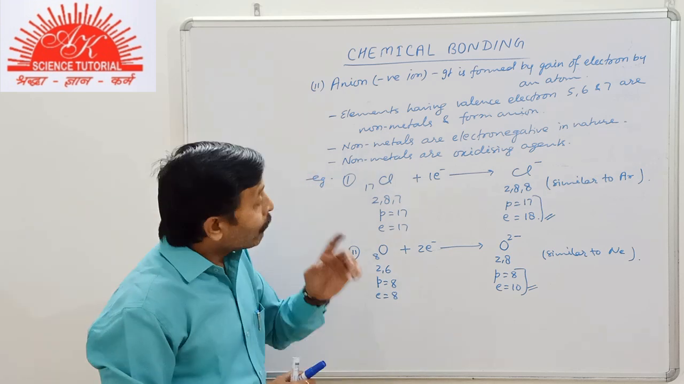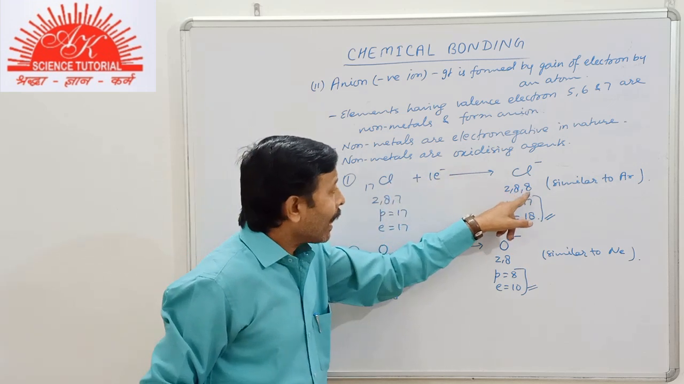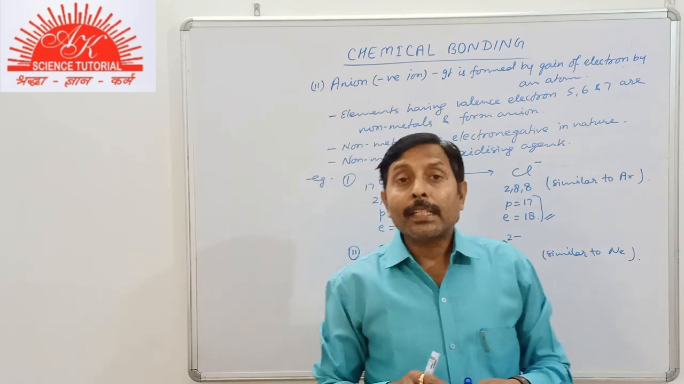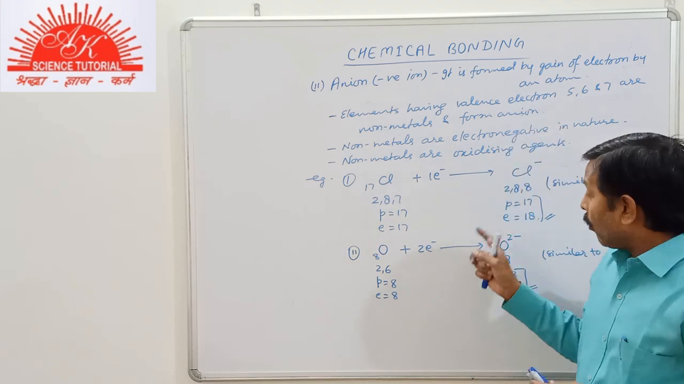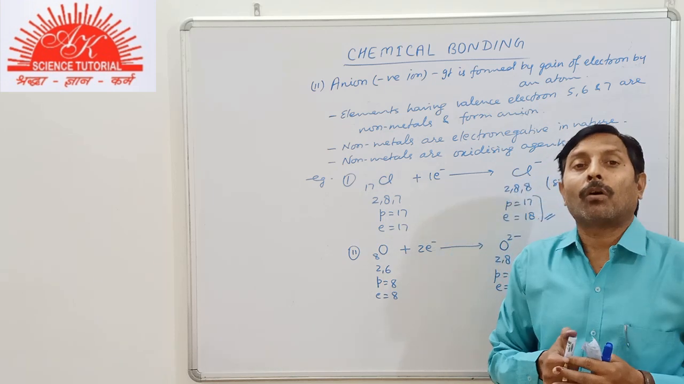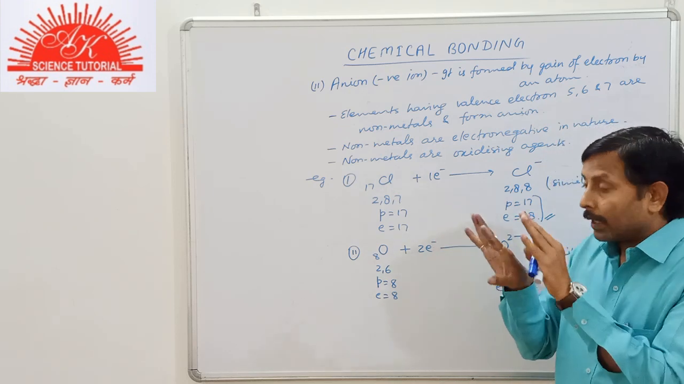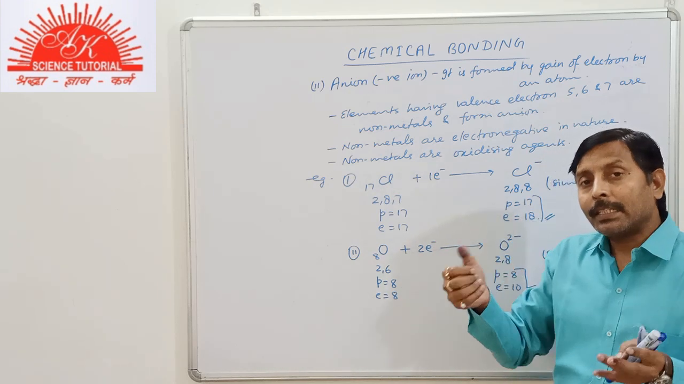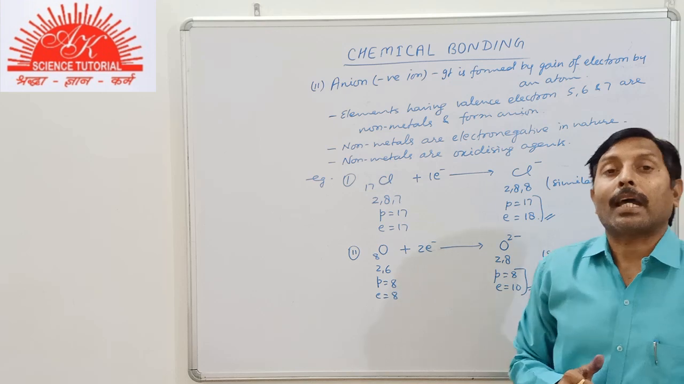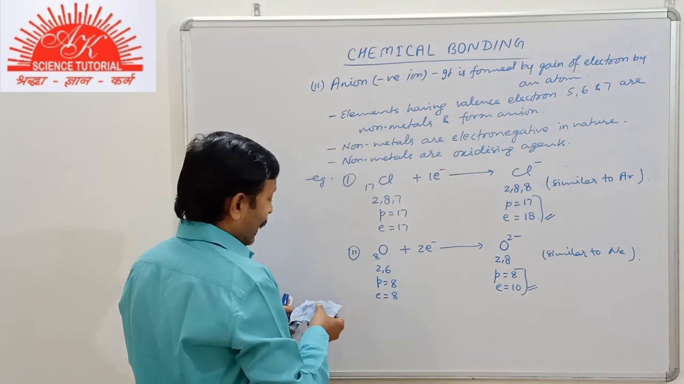Now if you compare the size, you can see that an anion is bigger in size than its atom. The reason is that the number of orbits remains the same, but due to addition of extra electron, the electron cloud slightly expands, so it is bigger in size. Now this was the method of formation of ion.